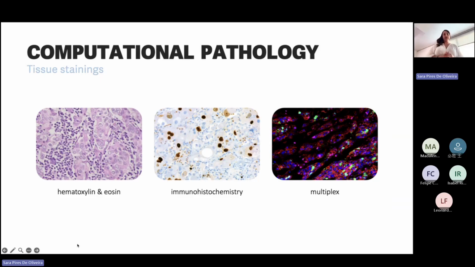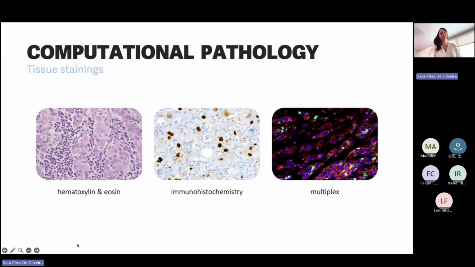And then we have immunohistochemistry, which is a more advanced technique, and here they use antibodies to highlight some specific proteins within the cells that then appear as brown. And then we have multiplex, which is basically an even more advanced immunohistochemistry technique that uses fluorescence and also enables the visualization of several markers at the same time, because each marker has a color, so they can put them all together, and then you can distinguish all types of cells with only one sample.